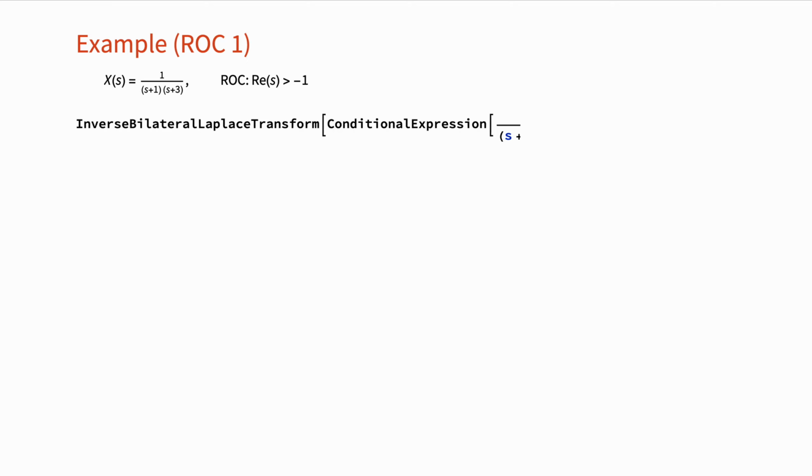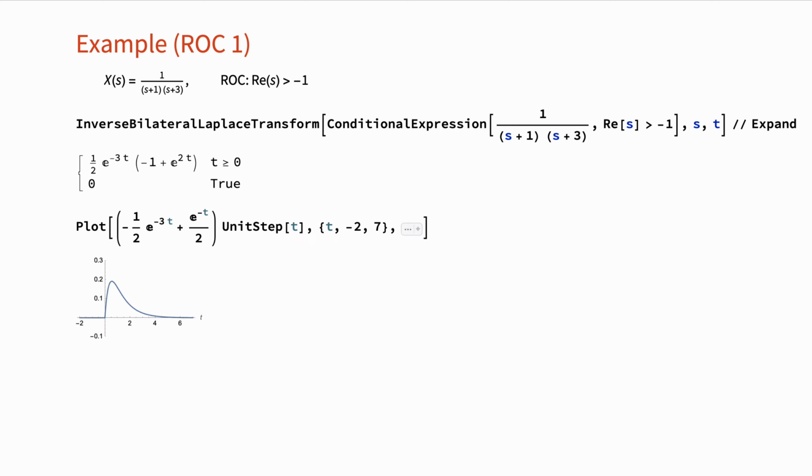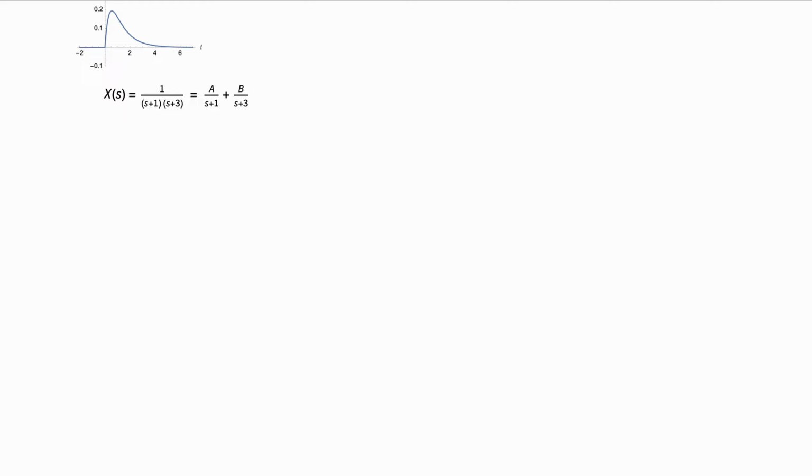We can use the Wolfram language to find the inverse bilateral Laplace transform together with the function ConditionalExpression to give the condition on the real part of s. We can also plot to see how the right-sided signal x(t) changes over time. Now to find x(t) by hand, we'll write the partial fraction expansion of X(s) as shown here, and we find the values of the coefficients A and B.